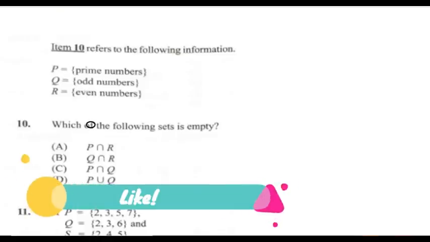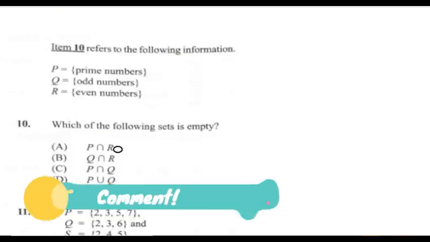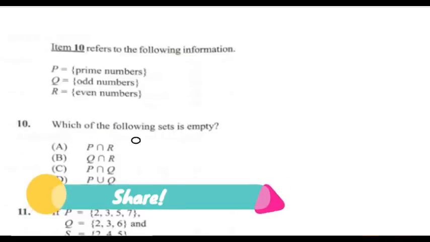So A says P intersect R. That set is not empty, as 2 is also a prime number, as the only numbers that can divide into 2 are 1 and itself. So A is not empty.